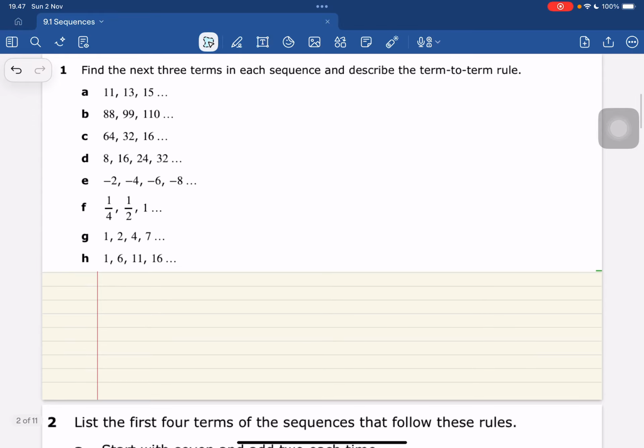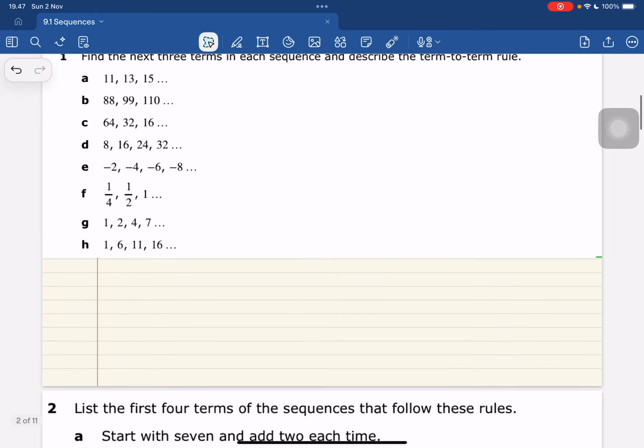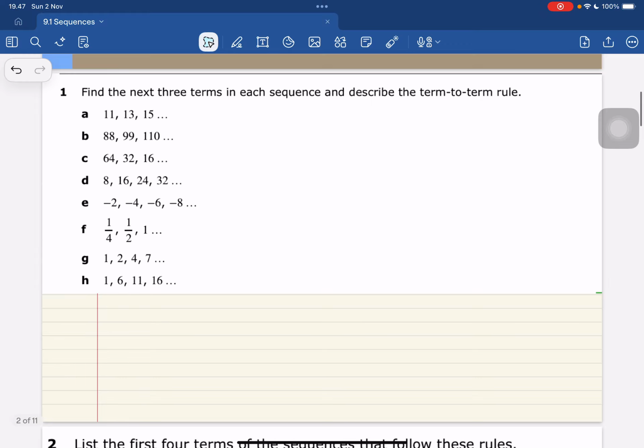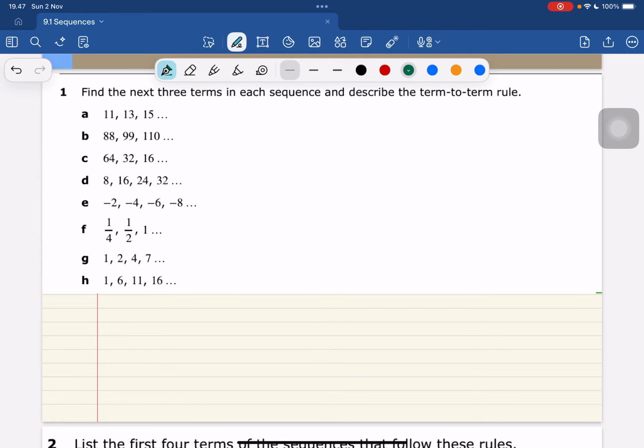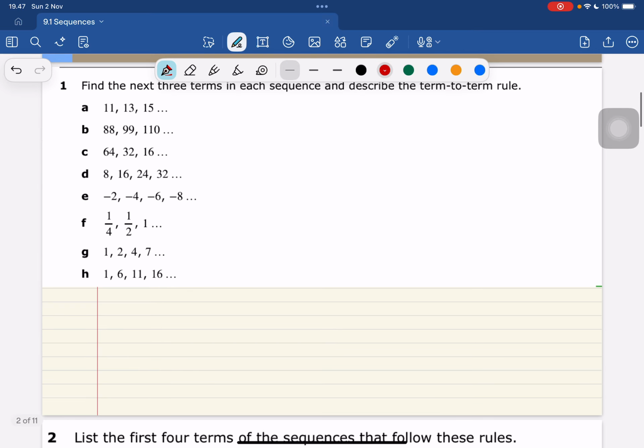Hi, in this video, I'm going to solve a practice question for sequences. Find the next three terms in each sequence and describe the term-to-term rule. Okay, look at here. Number one, you got 11, 13, 15. So this is just plus 2. So the next three are going to be 17, 19, and 21. So this is add 2.